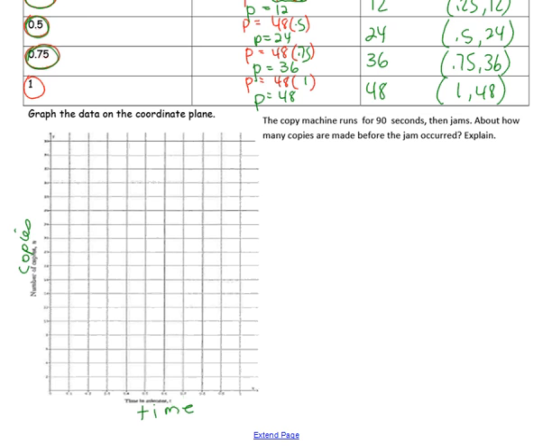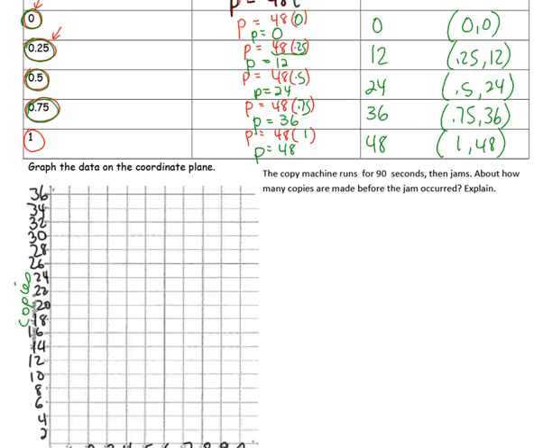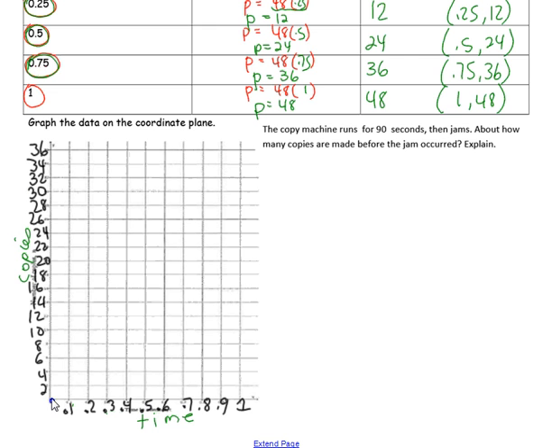The numbers on the graph were vague, so I'm going to take a minute and write those in. Graphing my ordered pairs, the first ordered pair is (0, 0). So when you have 0 minutes, you have 0 copies. The next one is 0.25, which is halfway between 0.20 and 0.30. So here is 0.25, and I need to go up to 12. Then 0.5, which is a half, and up to 24.